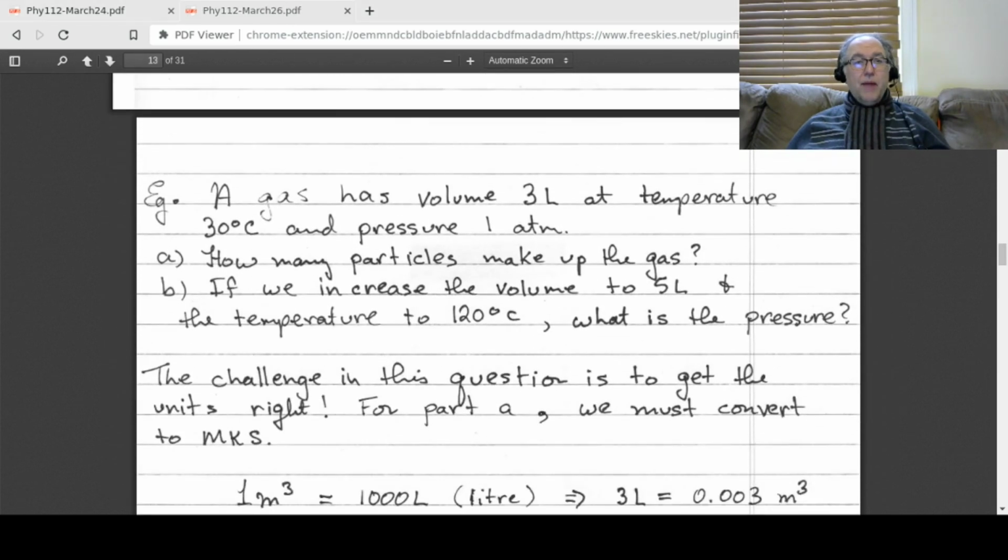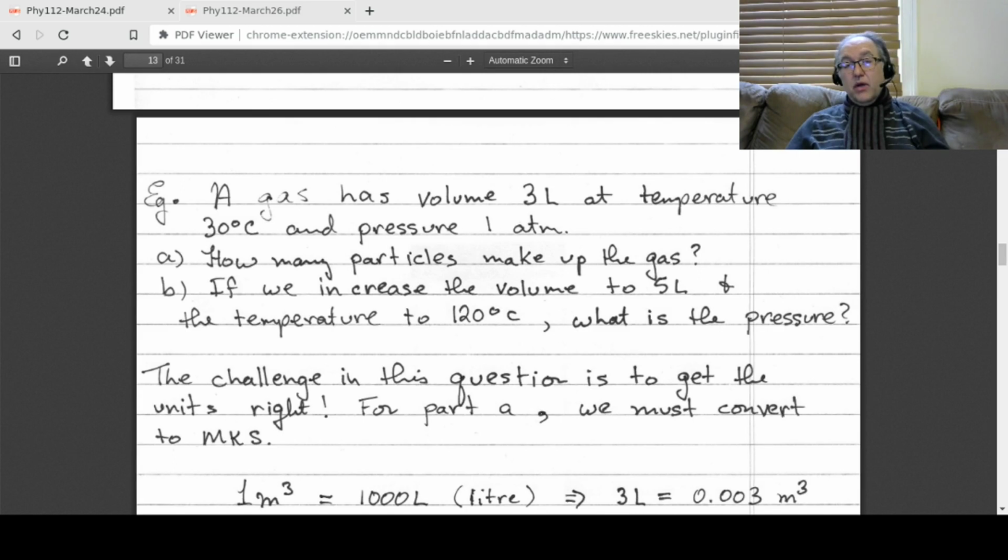All right, now we can do a problem. These problems are pretty easy. We're going to use PV equals nRT. But the only difficulty with them is what units, and there are lots of different units for measuring things. You can measure volume in liters, you can measure volume in milliliters, you can measure it in cubic meters or whatever. We need to use cubic meters because that's the MKS unit.